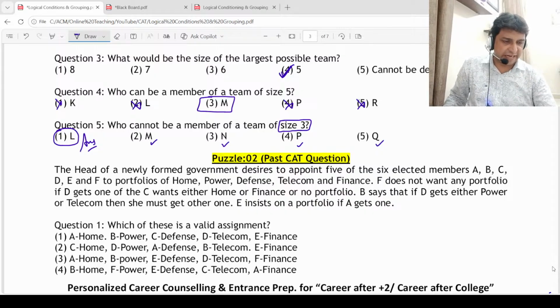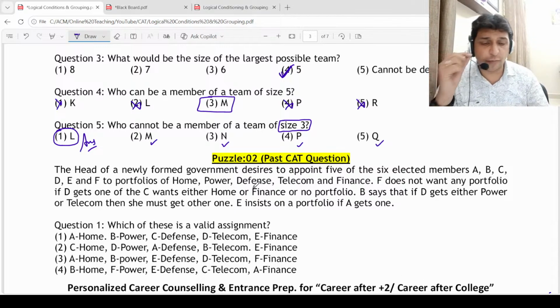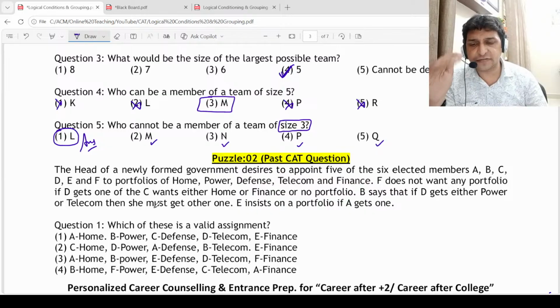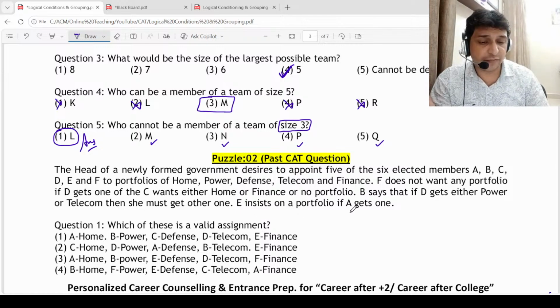So the second puzzle of CAT that we're going to take today says: the head of a newly formed government desires to appoint 5 of the 6 elected members A, B, C, D, E, and F to portfolios: home, power, defense, telecom, and finance. F does not want any portfolio if D gets one. C wants either home or finance or no portfolio. B says that if D gets either power or telecom, then she must get the other one. E insists on a portfolio if A gets one.